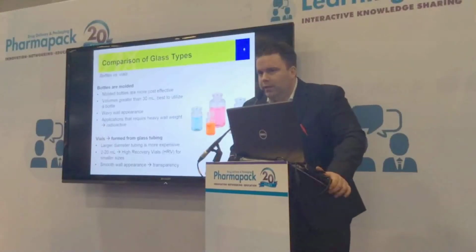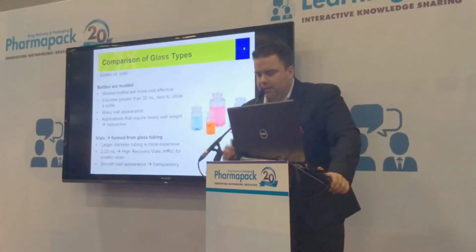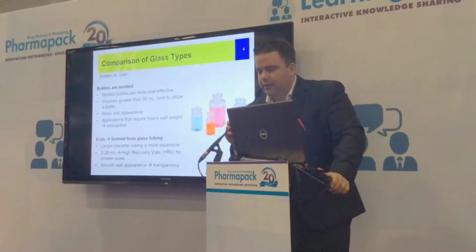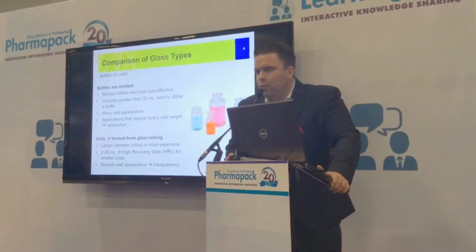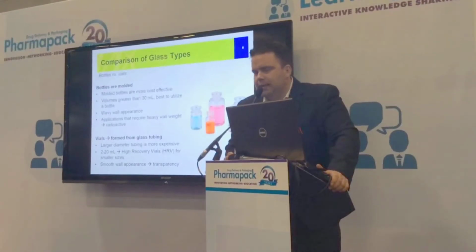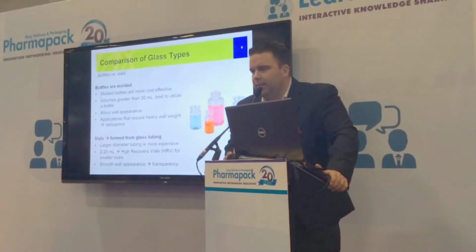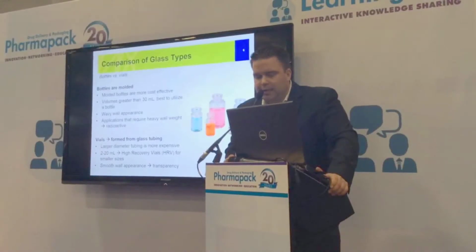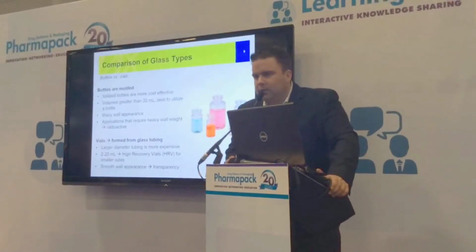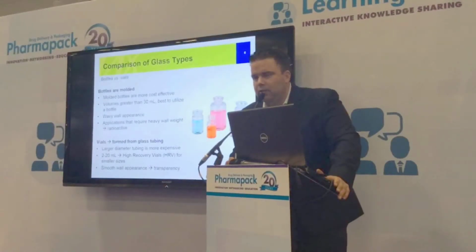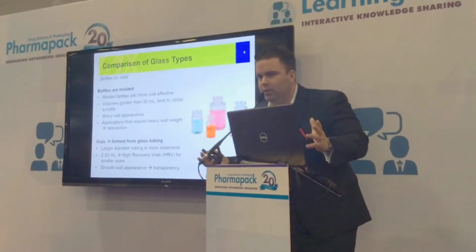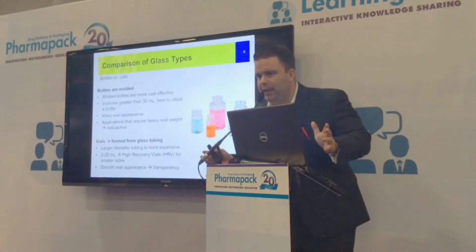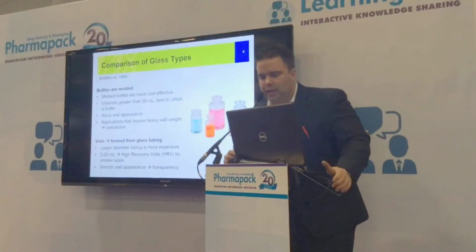So what I want to do now is really discuss the difference between tubular and molded glass. I'm not going to say one is better than the next. It's just that it is application specific, and I'll touch on that here. Bottles are molded, which means it goes through a one-step process. There's a gob of glass and a mold. The glass is never reheated, it's just heated once.